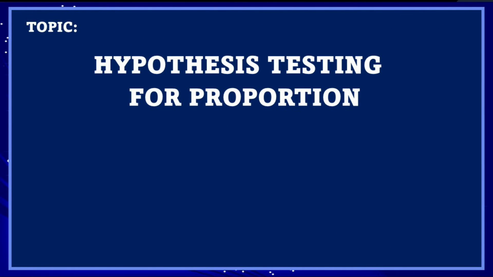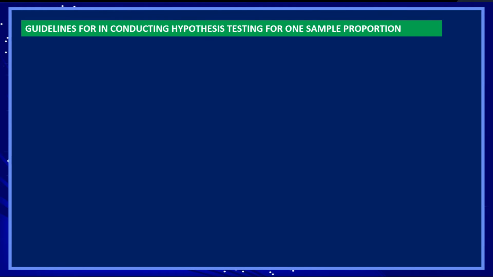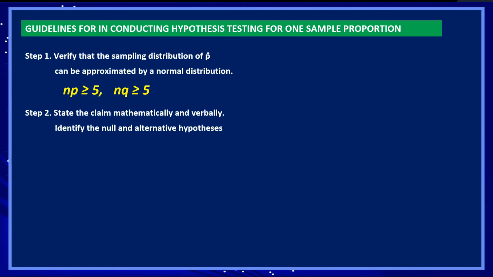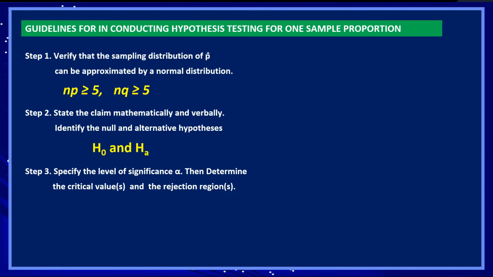In conducting a hypothesis test for one sample proportion, we need to follow these steps. Step 1. Verify that the sampling distribution of p hat can be approximated by a normal distribution. We need np greater than or equal to 5 and nq, or n times q, greater than or equal to 5. Step 2. State the claim mathematically and verbally. Identify the null and alternative hypotheses. Step 3. Specify the level of significance, denoted by alpha, then determine the critical values and the rejection region.